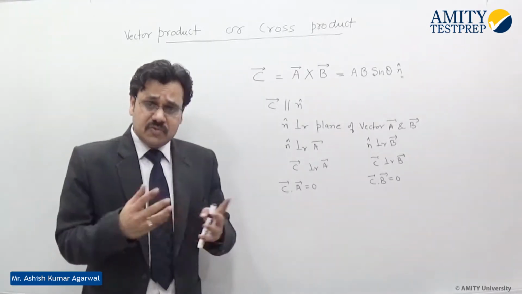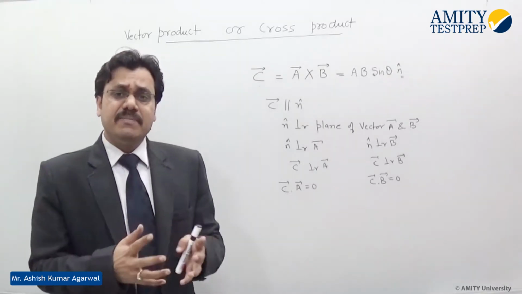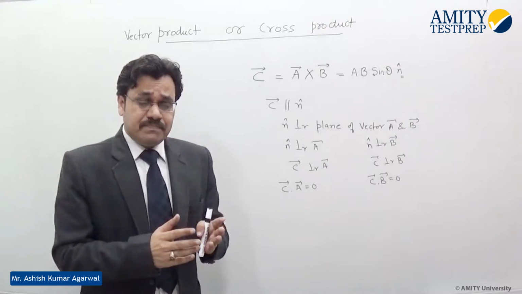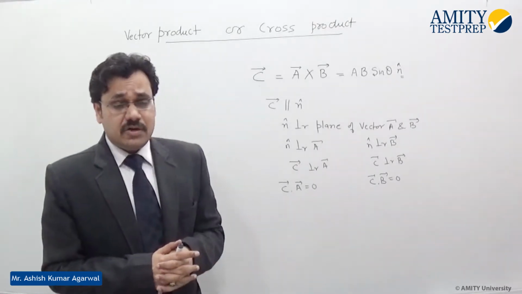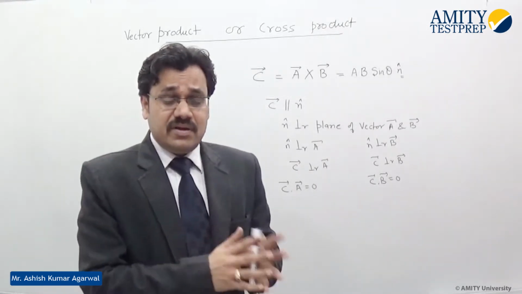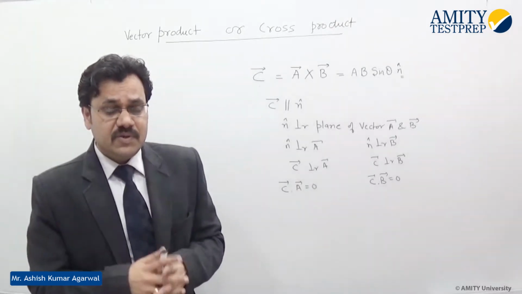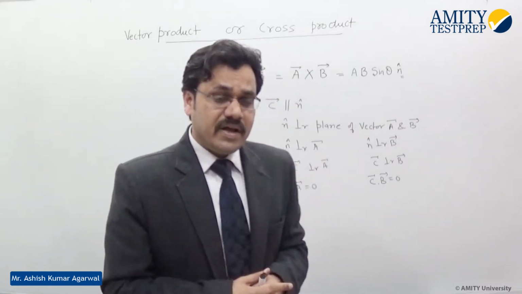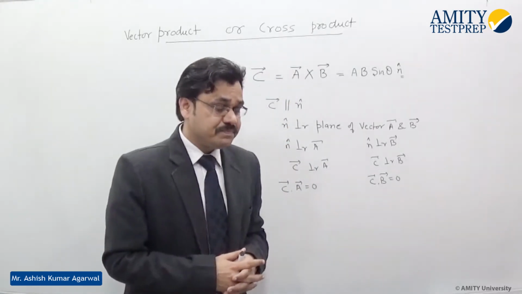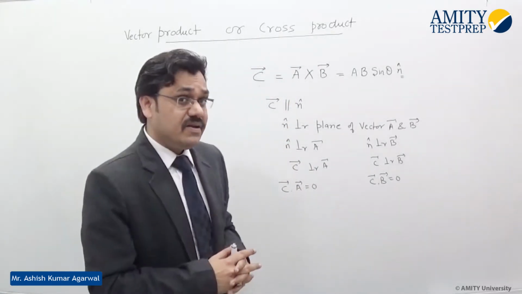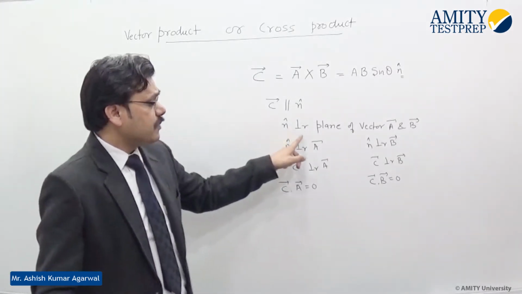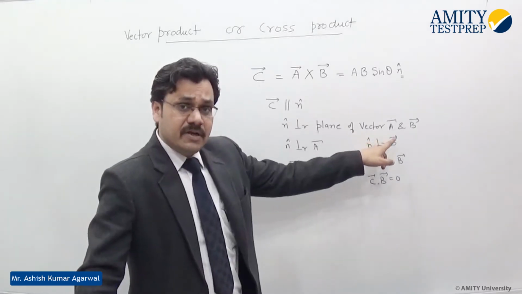In 12th standard you will study that magnetic force is always perpendicular to the velocity. So when you take the dot product of magnetic force and the velocity, you get 0. It means the power or work done by the magnetic force will always be 0 if there is only a magnetic field in that case. Now n cap is perpendicular to the vectors A and B.